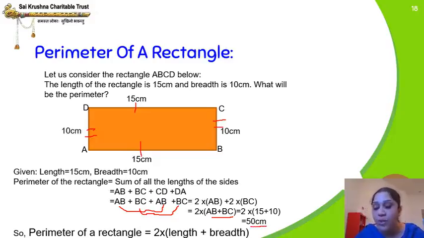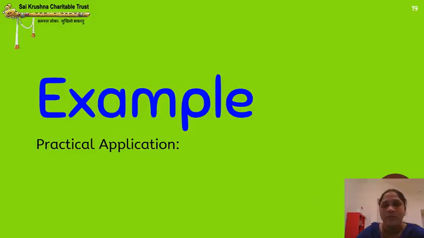So basically what is happening here? The perimeter is nothing but 2 times. What is 15? 15 is nothing but the length. And what is 10? 10 is nothing but the breadth. So we can say the perimeter of a rectangle is 2 times length plus breadth. So we know that the perimeter of the rectangle is 2 times length plus breadth.